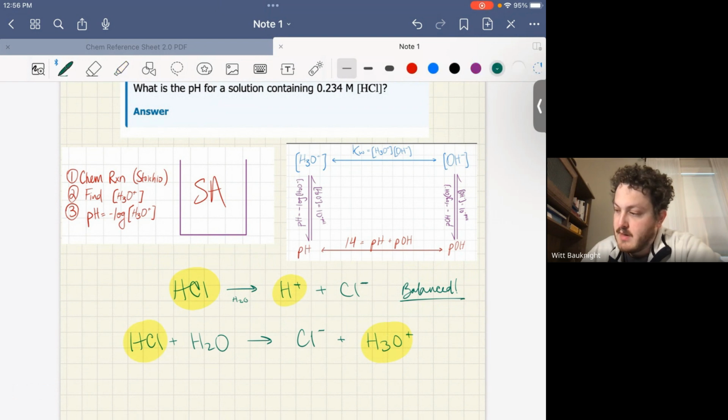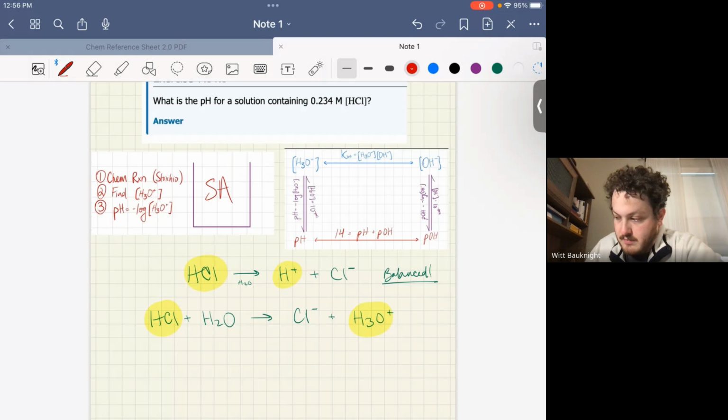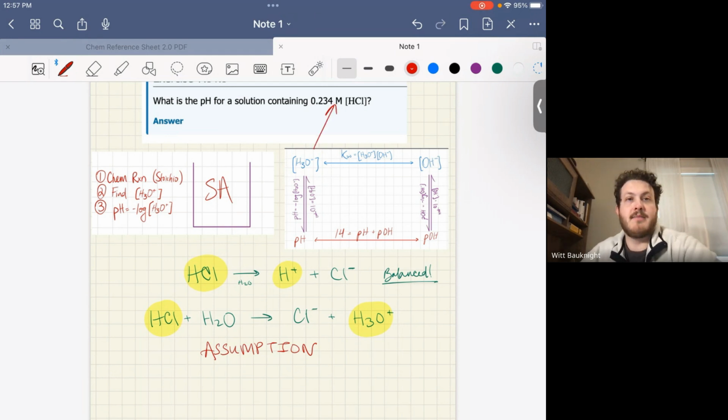Okay, another assumption. We want the bracket of H3O plus. That is in molarity. So the problem proceeds just normally when we're given the molarity of HCl. If we're given grams and milliliters, you gotta do the background work to get it into molarity first.